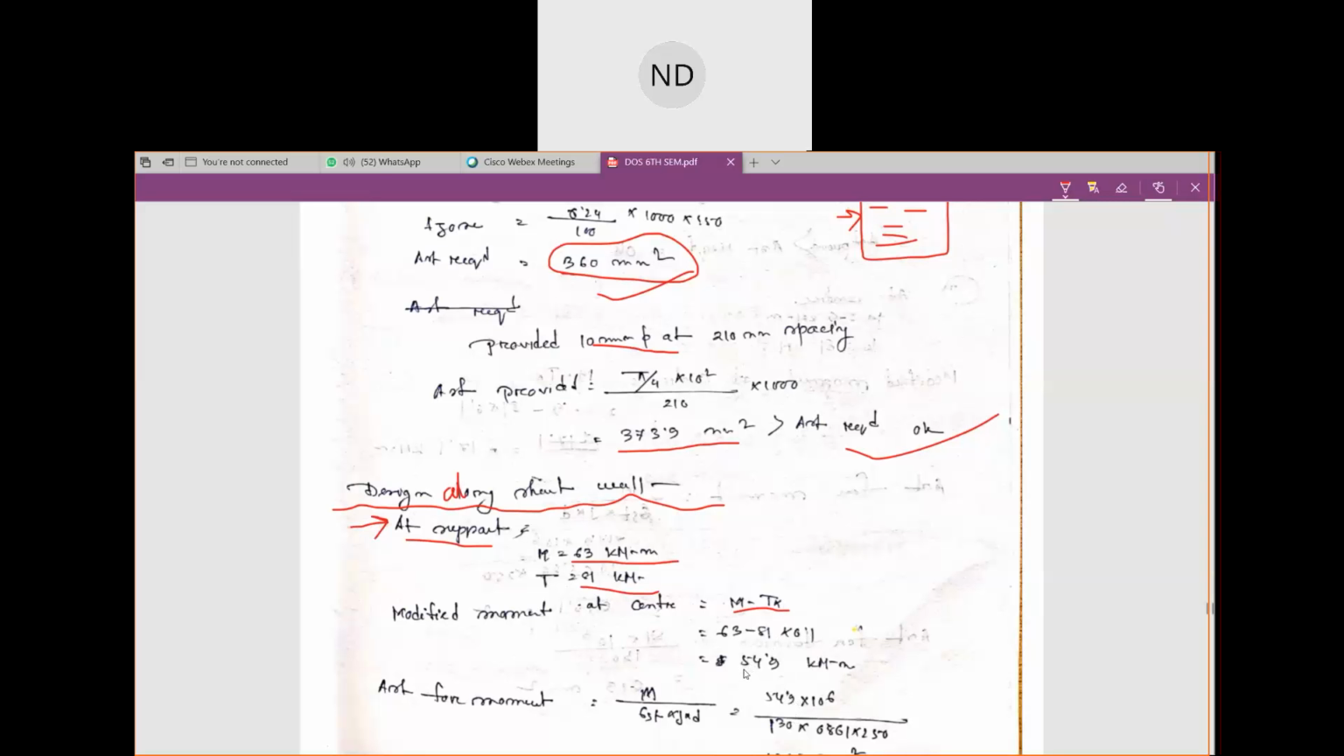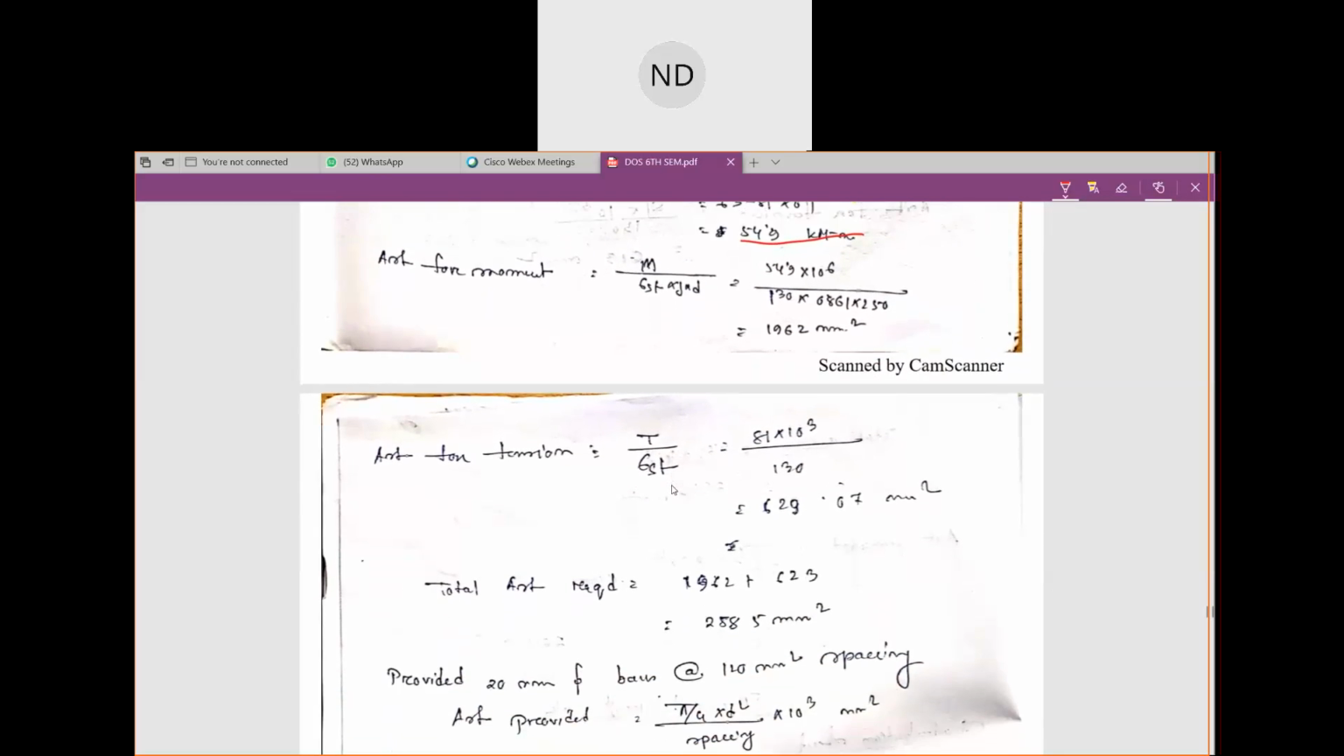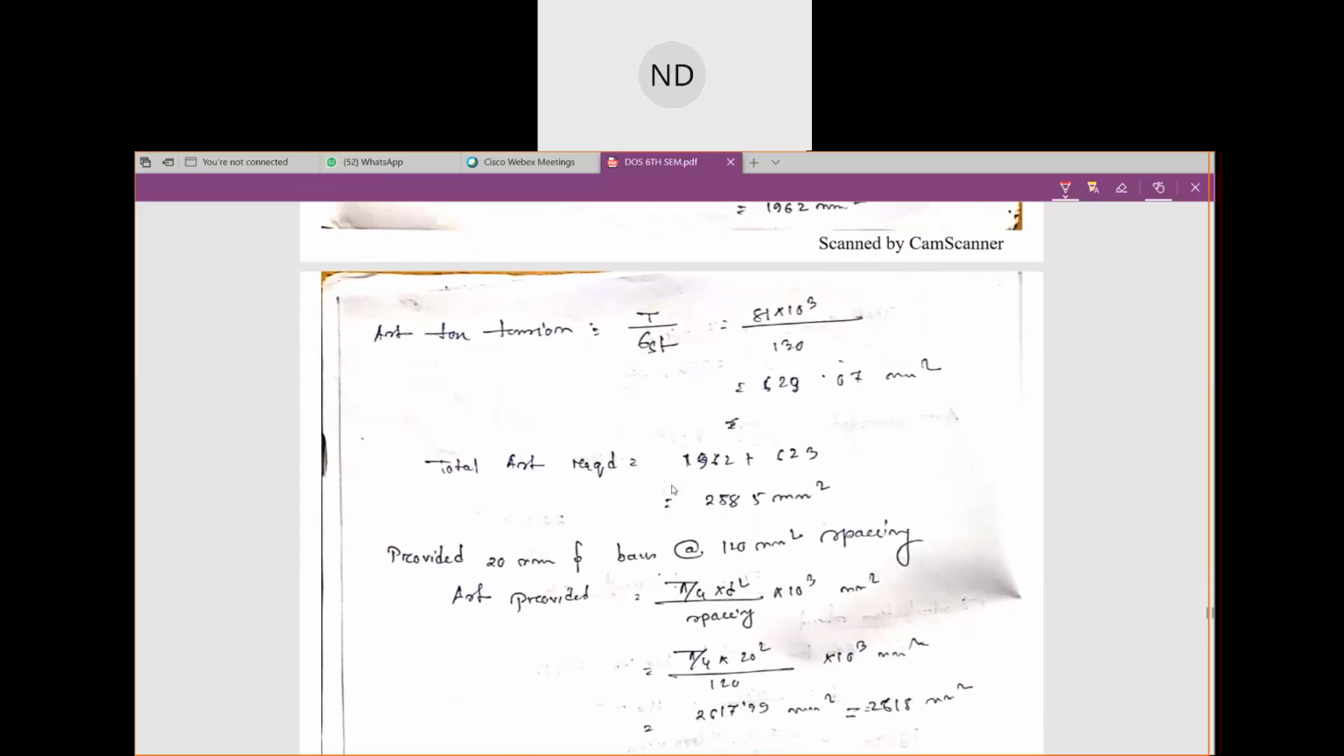So we have 54.9 kilonewton meter. Here again, same procedure: area of steel for moment along the short wall at the support, area of steel for tension, and then the total area of steel required. We'll provide a spacing and the diameter of the bars, and calculate the area of steel provided. Here also it is greater: 2617, while the total area required was 2585.